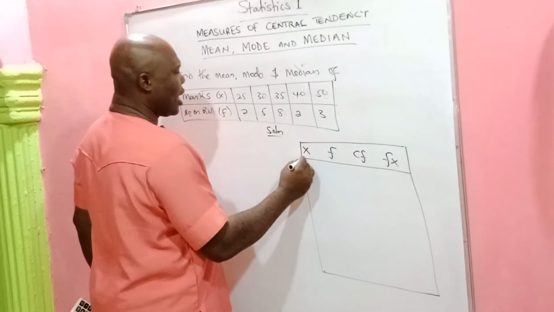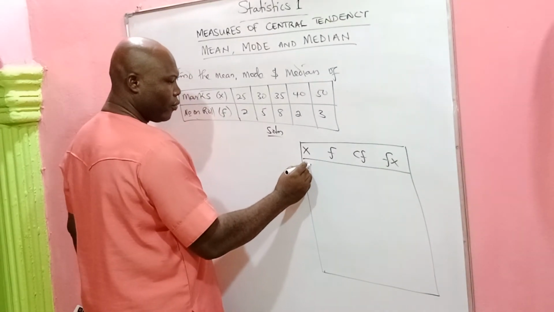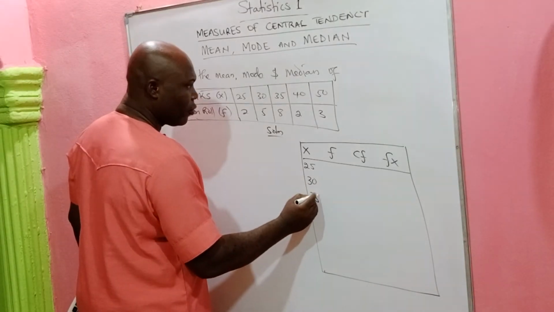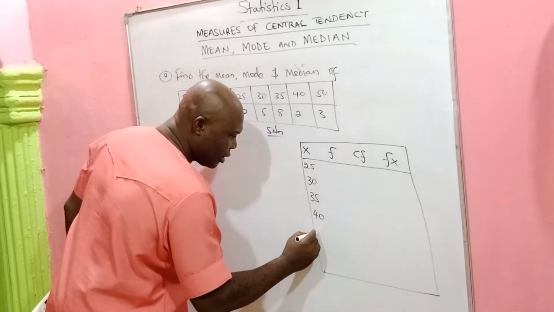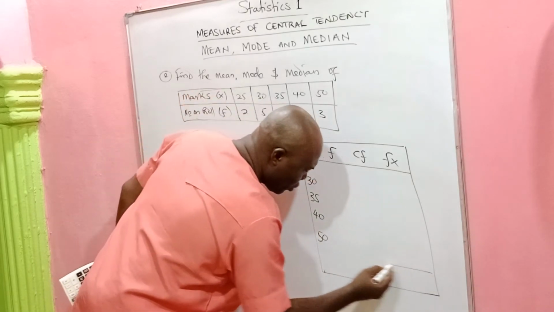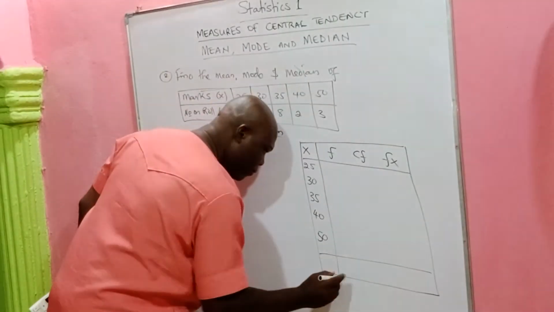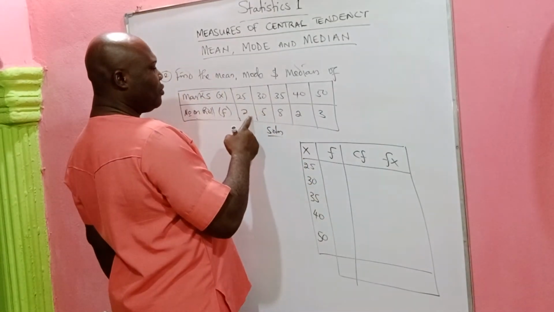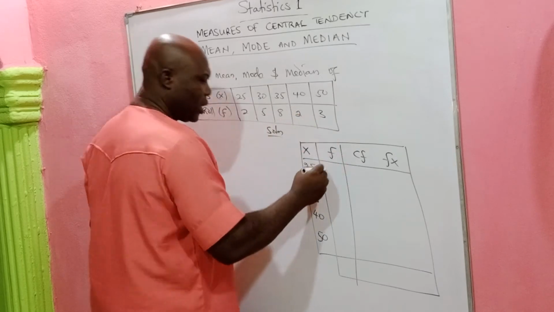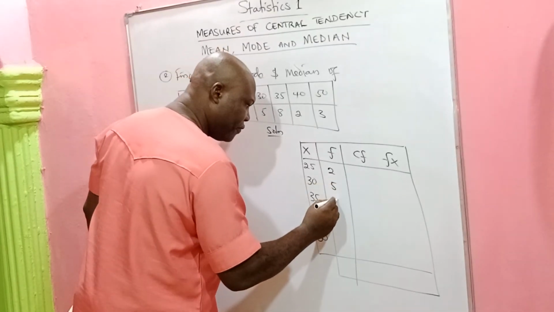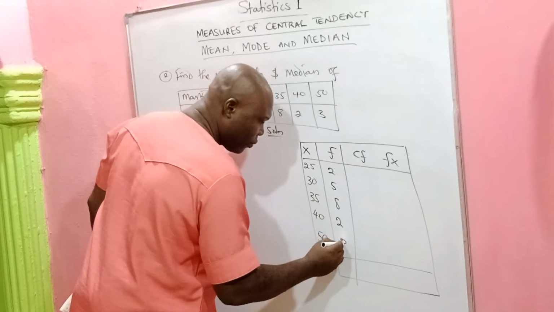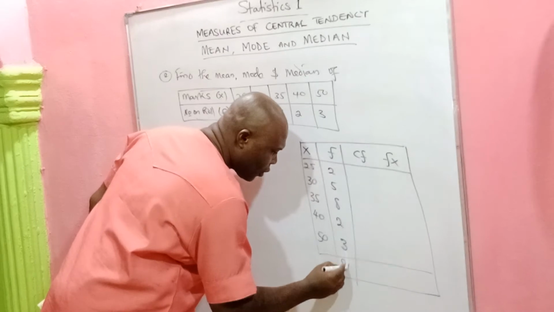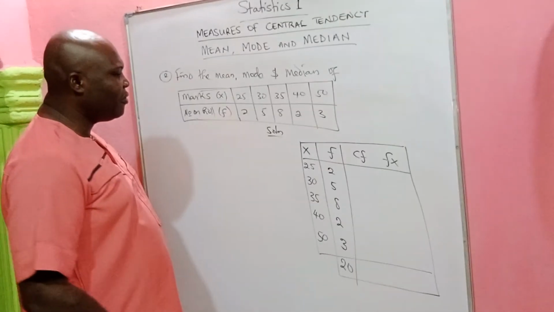Alright, so we have 25, 30, 35, 40, and then 50. Our total. Alright, so we need our frequency. Our frequency will have 2, 5, 8, 2, 3. The sum of the frequency is 20. If we add all that, we'll have 20, the sum of the frequency.